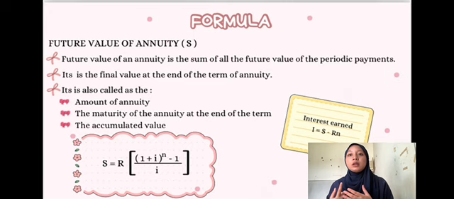Formula: the future value of an annuity is the sum of all the future values of the periodic payments.